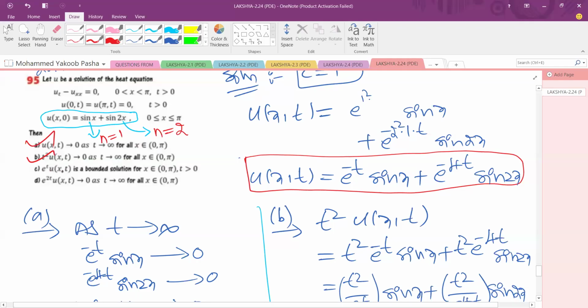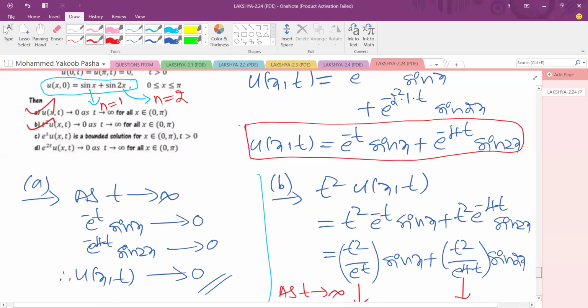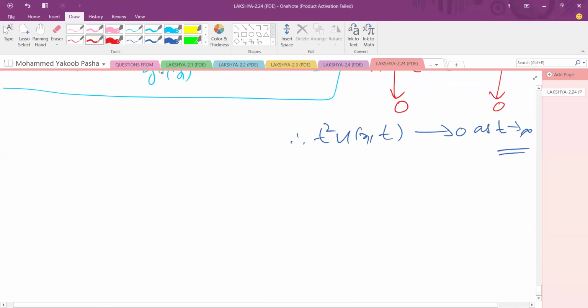Next, option C: e power t into u of x comma t is a bounded solution for x belongs to (0, pi), t greater than 0. We have the u of x comma t value. First I am taking option C, and I am taking e power t into u of x comma t.